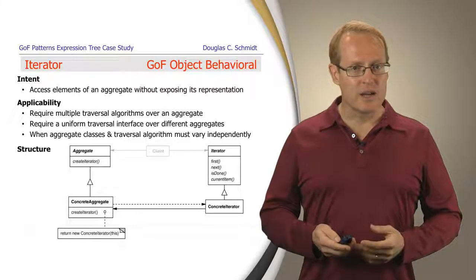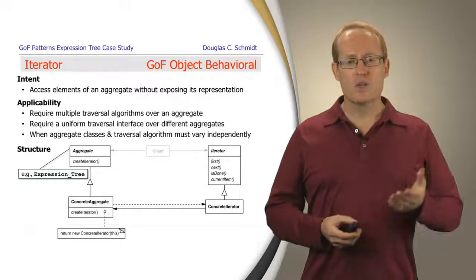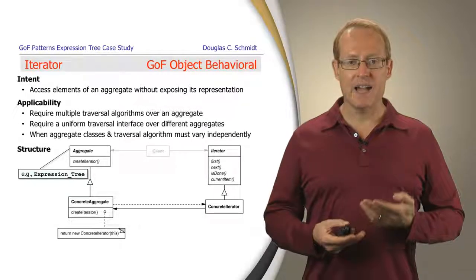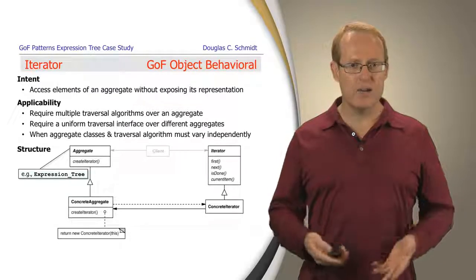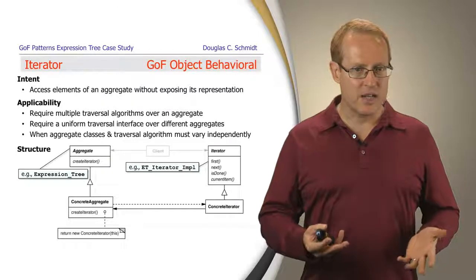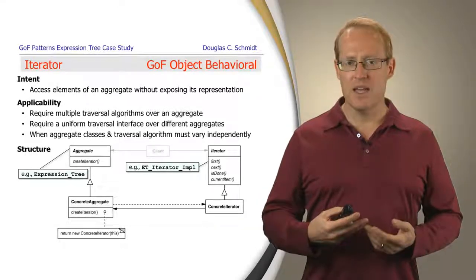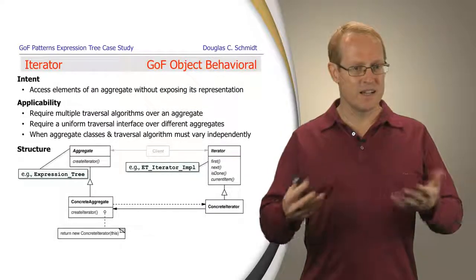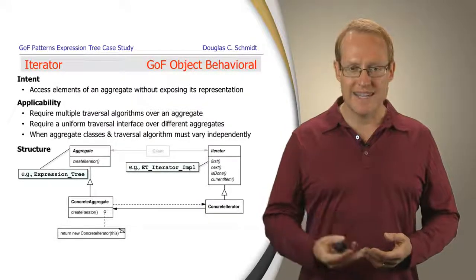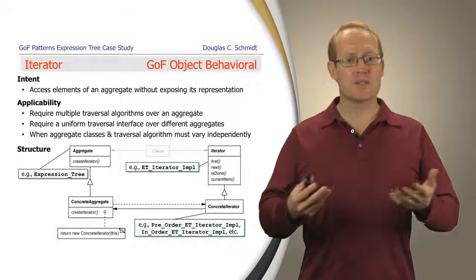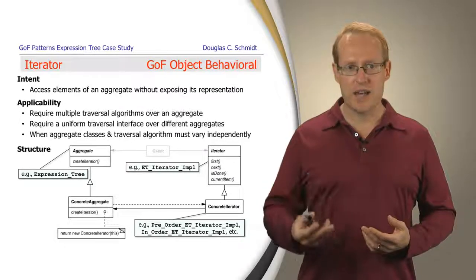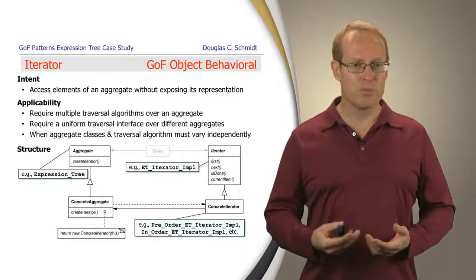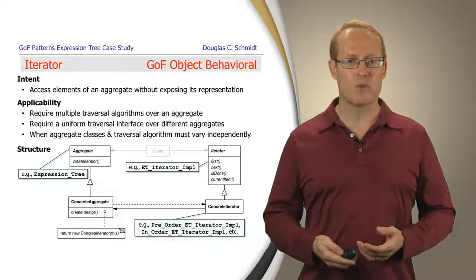Here's a diagram that illustrates how this pattern works. So we have an aggregate, which is something like our expression tree, and that has some kind of factory method to create an iterator. In this particular case, we're creating an iterator that may be the root of a base class hierarchy. It's the base class in a rooted hierarchy of nodes, like ET iterator impl. And then we can subclass to define various kinds of iterator implementations. So we might have pre-order iterator impls, post-order iterator impls, and so on and so forth.